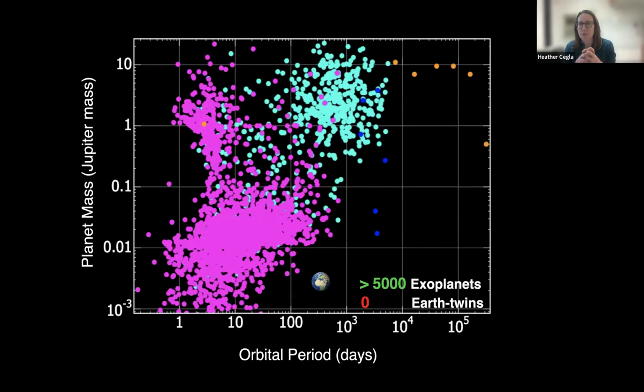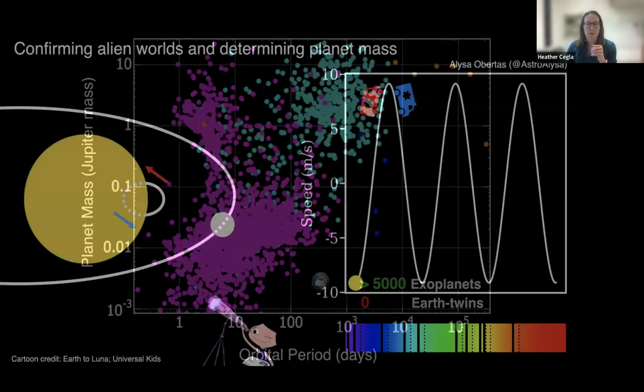Hopefully everyone's kind of familiar with the concept of exoplanets and the fact that we are pushing towards those lower mass, longer period ones, but we still have not found that elusive Earth 2.0. And we'll talk a little bit about the stumbling blocks along the way.